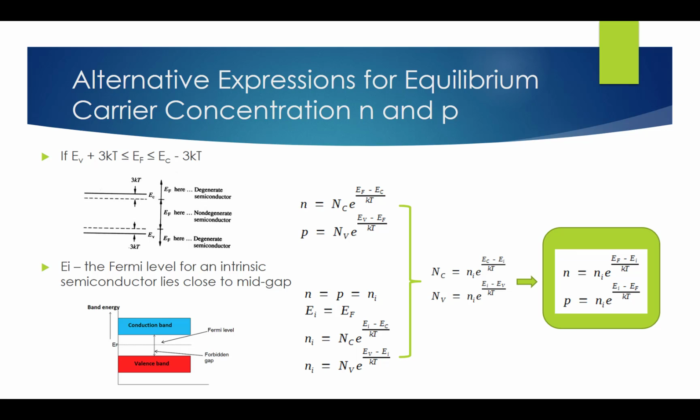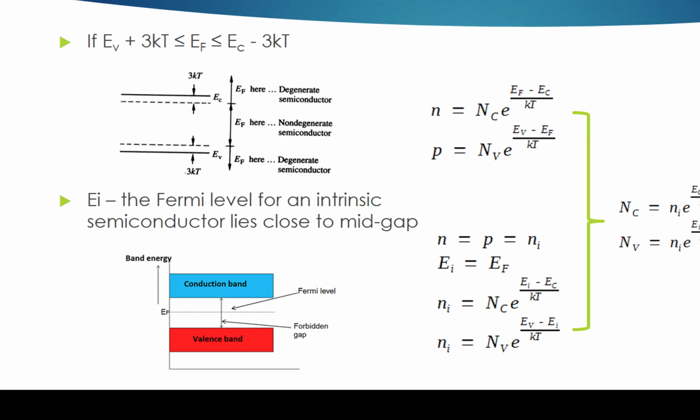There is a simpler alternative form of the equilibrium carrier concentrations n and p that you will encounter in device analysis. Recalling that E_i, the Fermi level for an intrinsic semiconductor, lies closely to the mid-gap, we can apply the simplified closed-form expressions obtained from the last video to an intrinsic semiconductor. In the intrinsic semiconductor, n equals p equals n_i, and E_i equals E_F.